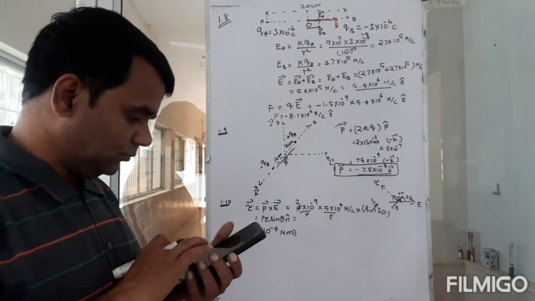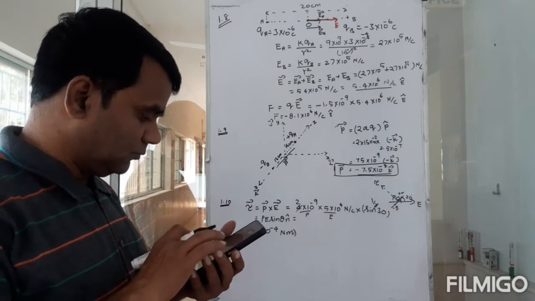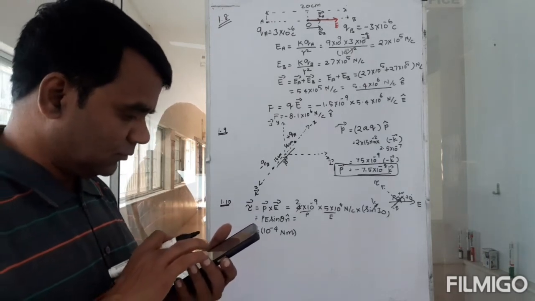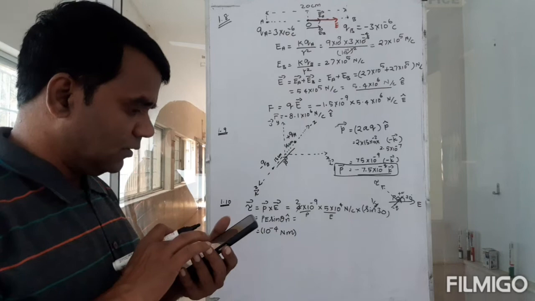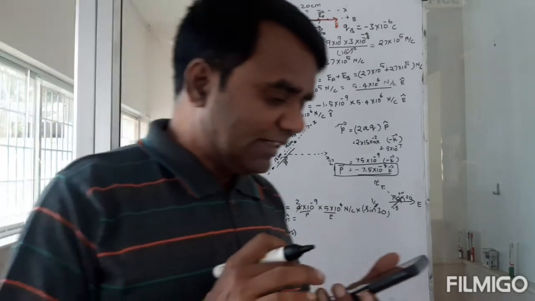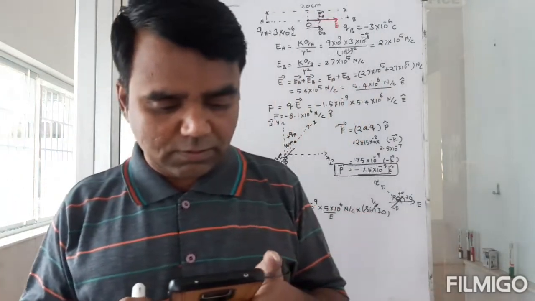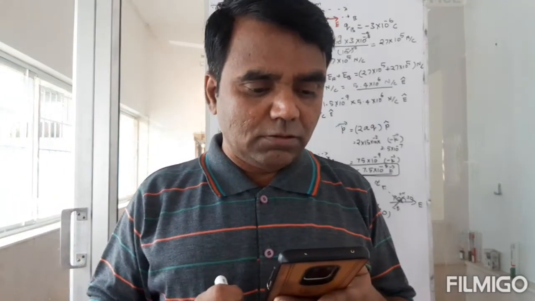110. Okay. Then 111. So 111 is basically easy.